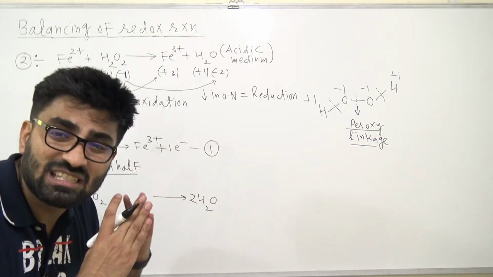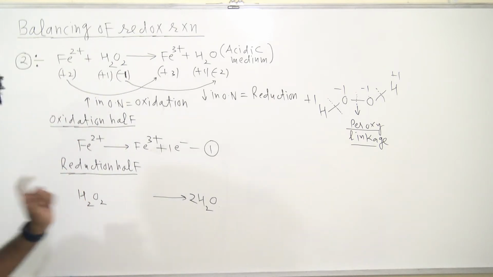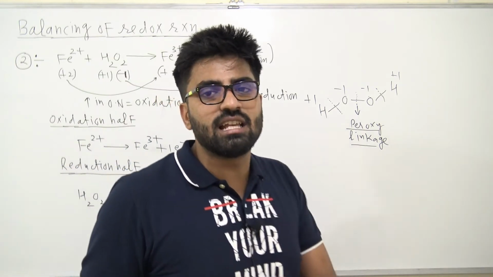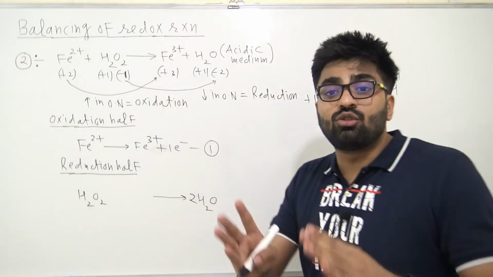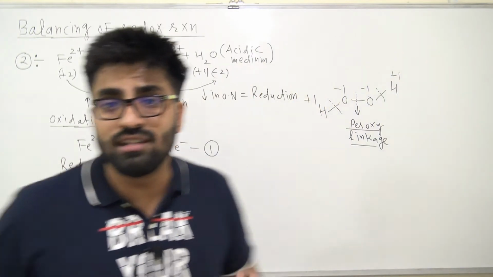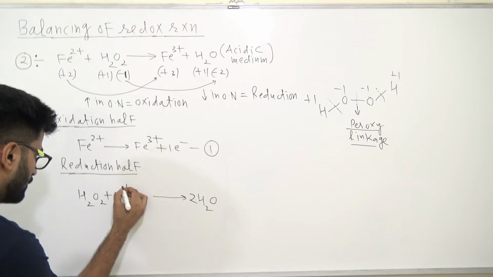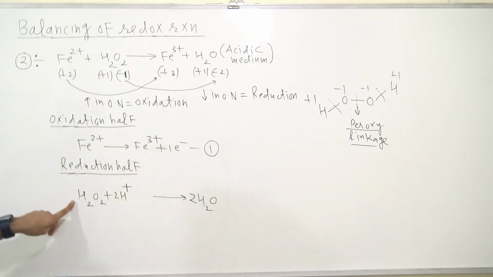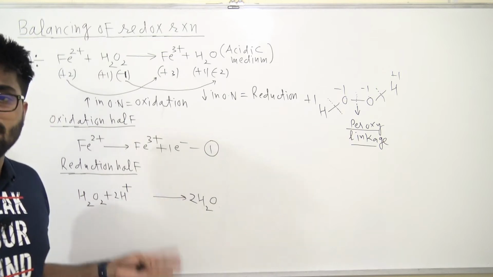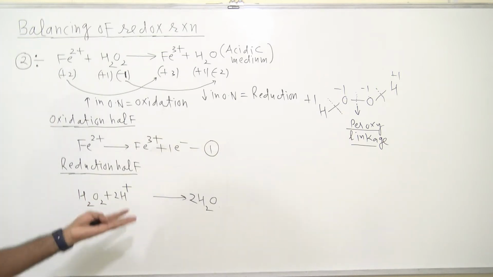Now we need to balance hydrogen. How many hydrogens are there in the product side? There are 4. And in the reactant side, there are 2. Which medium is this? This is an acidic medium, so I need to add H+. We need 4 hydrogens on the reactant side, so I will add 2 H+. Done. There are 4 hydrogen, 2 oxygen on both sides. Balanced.